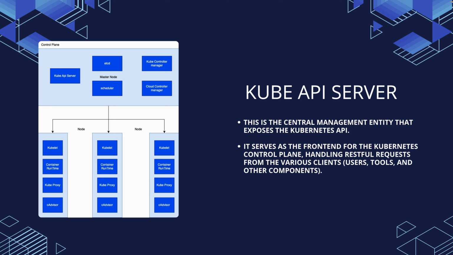Now, first being the Kube API server. This is the central management entity that exposes the Kubernetes API. It is more like a front end for the Kubernetes control plane, handling the requests which are coming from the various clients, be it user, developer, tools, or other components.